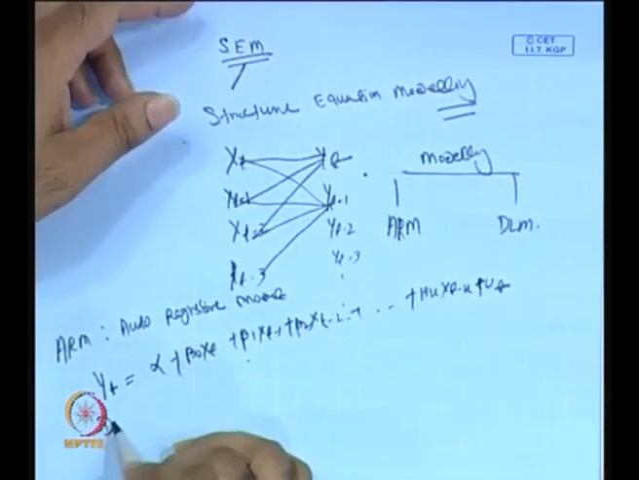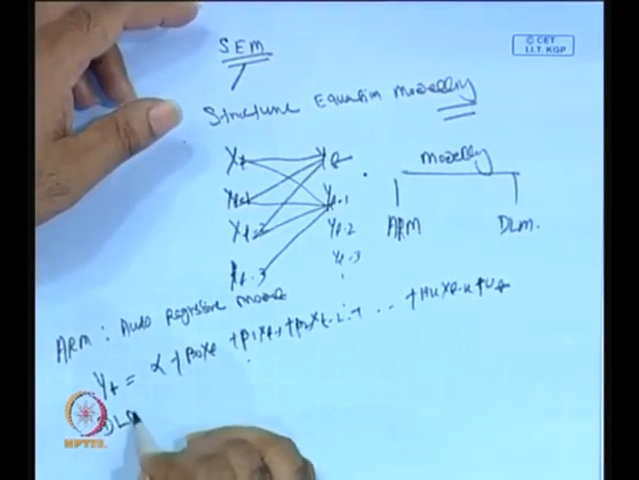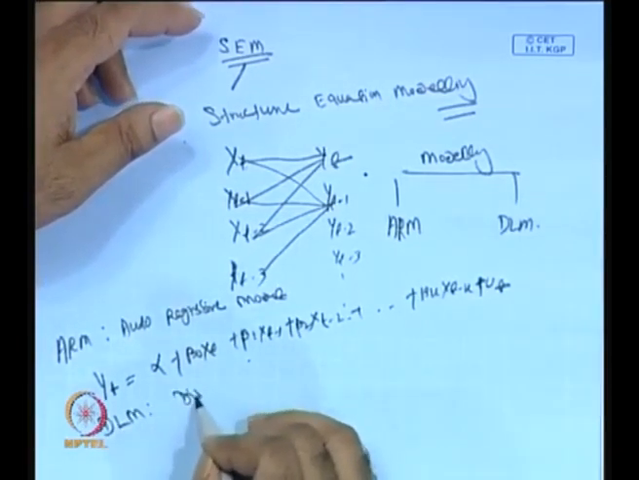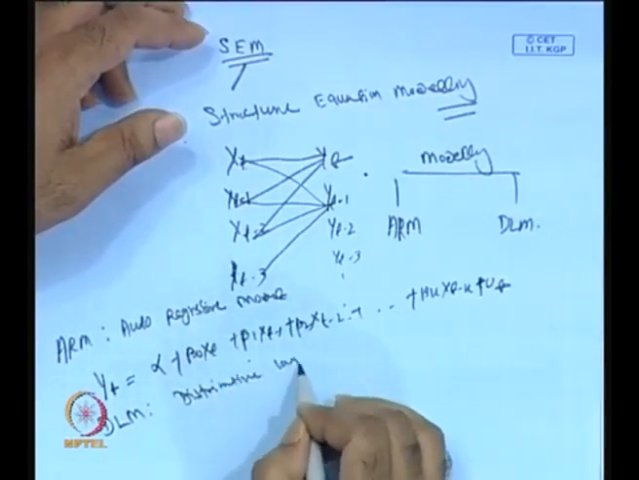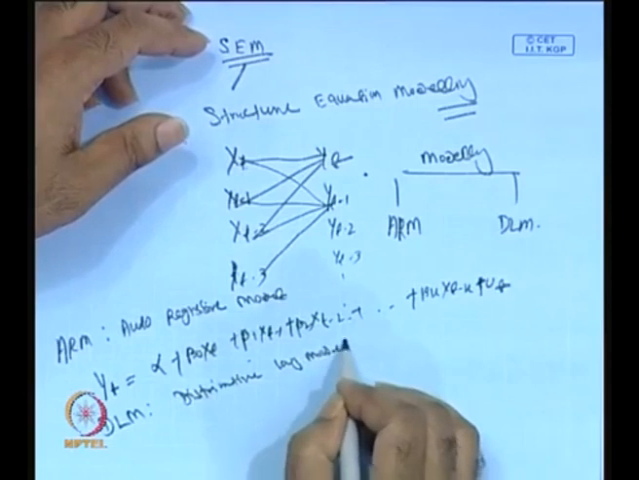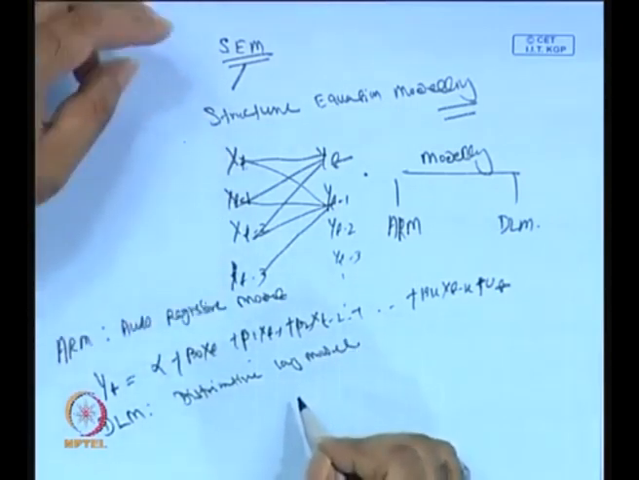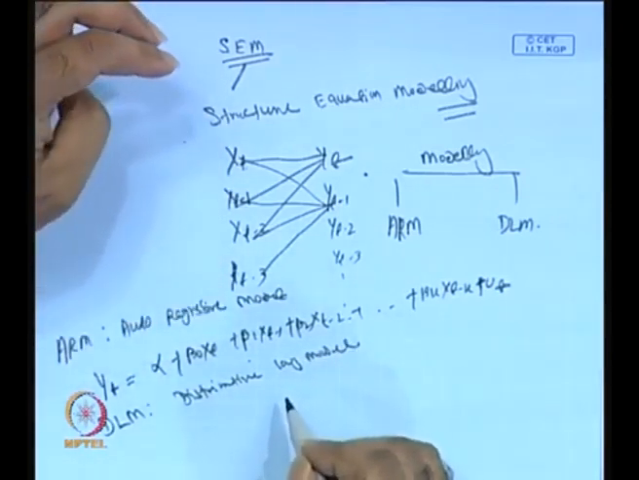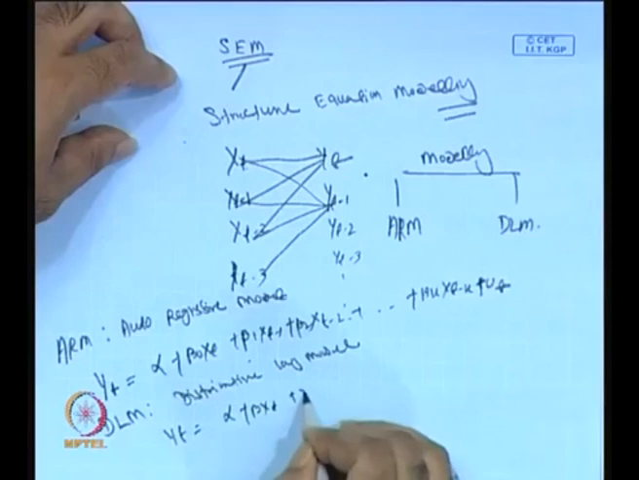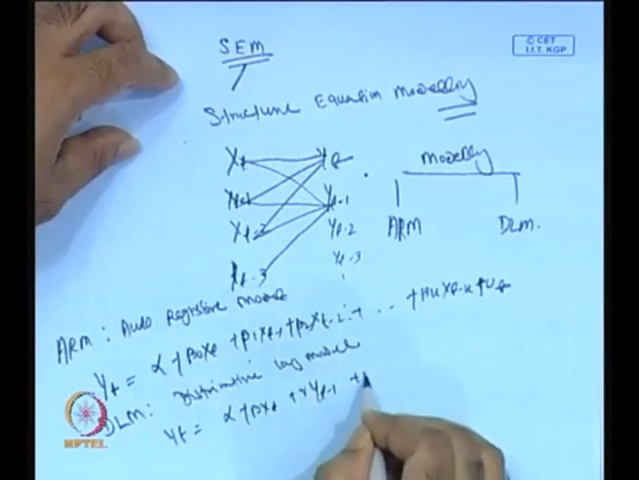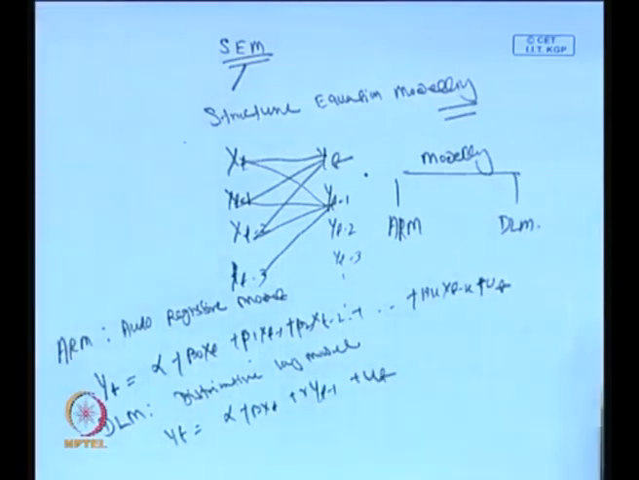Then there is another model called a distributive lag model. In fact, we have highlighted this issue a little in the case of dynamic panel data modeling. So here yt equal to alpha plus beta xt plus gamma yt minus 1 plus ut. This is a simple model of distributive lag models.